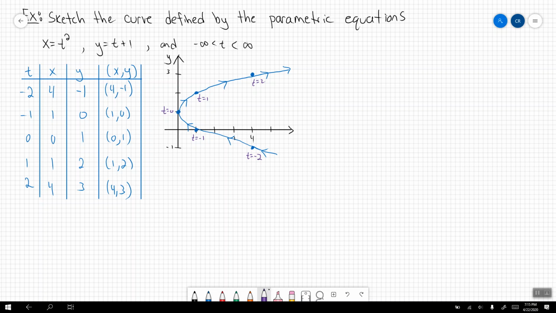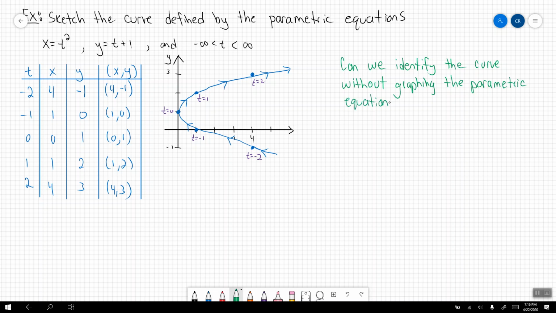All right. Now that we have this down and we know how to generate these curves, what I want to do now is go into a separate question, and I want to say that we can identify this curve without actually plotting it. So can we identify the curve without graphing the parametric equations? That's going to be one of our big thoughts: can we identify it without going through the whole table process? Now, the answer to that is going to be yes, yes we can.